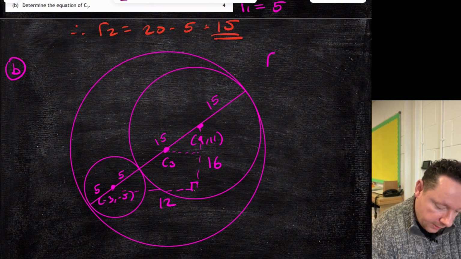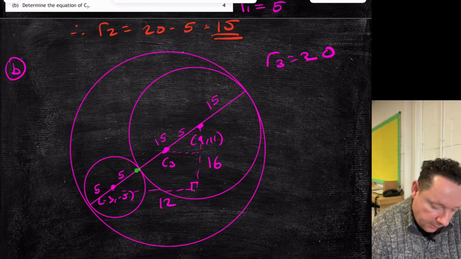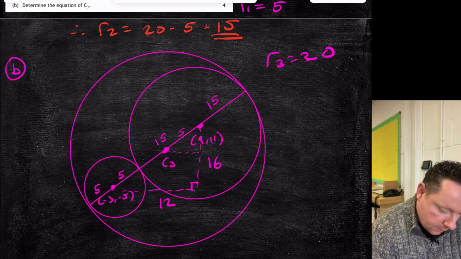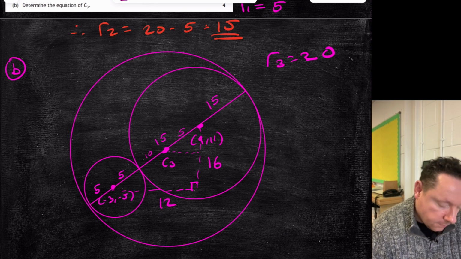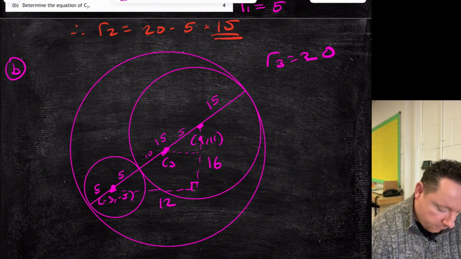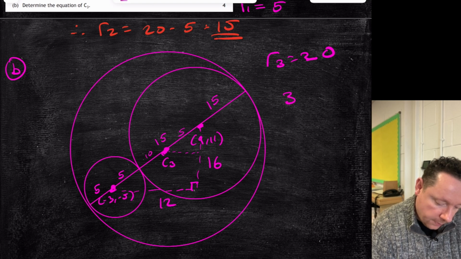I'll just write that. The radius of C3 is 20 at the side. So we know that this bit here is 5. So this bit in here must be 10, because 10 plus another 10 makes 20. So that must be 10 in there. So if we think about moving from here to here, we move 15 units. And then from here to here, we move 5 units. So the ratio is 3 to 1.